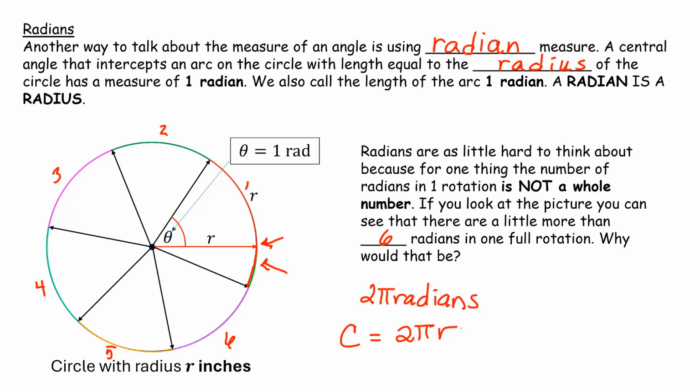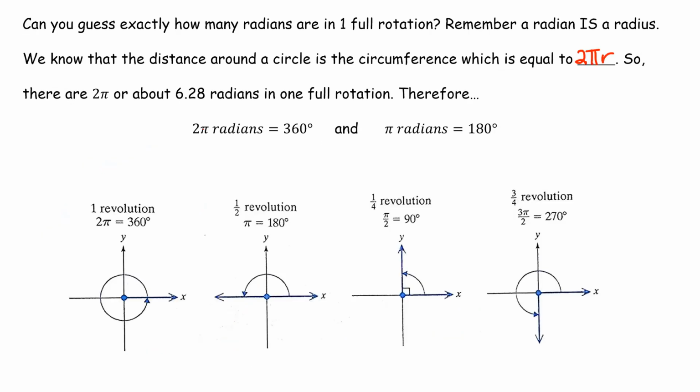And so the angle that you go around would also be called 2 pi radians. 360 degrees, in other words, is 2 pi radians. All the way around the circle, 2 pi radians, because a radian is a radius. Therefore, 2 pi radians is 360 degrees, and half of that, pi radians, is 180 degrees, or halfway around.